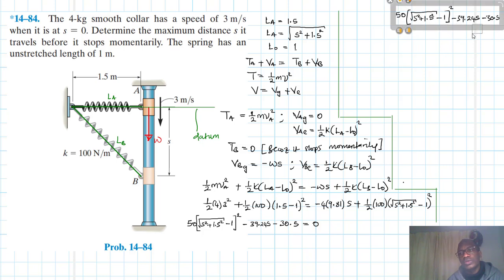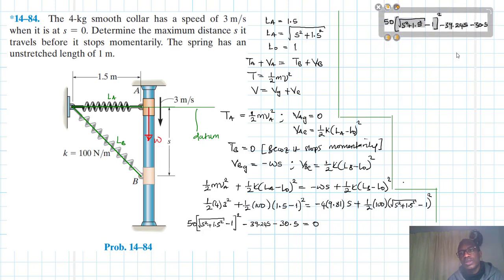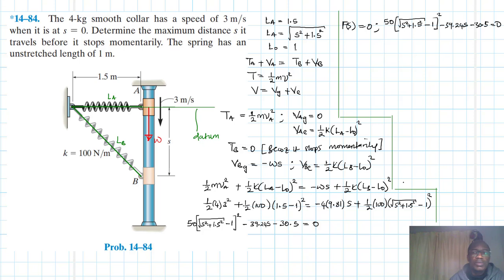Let me just move this. How come I can't move this? Alright. This is 30.5 equal to 0. So we said f of s is just equal to 0. Therefore, we have this function. So let's draw up a chart so that we find this value of s. We need to solve this using trial and error.